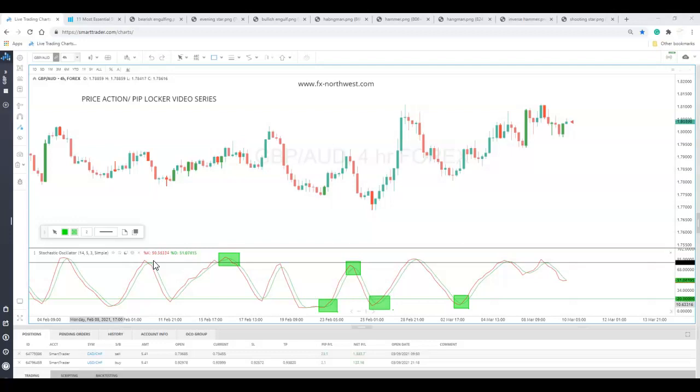This lesson is the price action and PIPLOCKER video series. So we are looking for trade setups on a 4-hour chart, and then we use the PIPLOCKER indicator to confirm what we see in price. All right. So there are two things that are important when we use this strategy. Number one is price action, which is essentially candlestick reversal patterns.